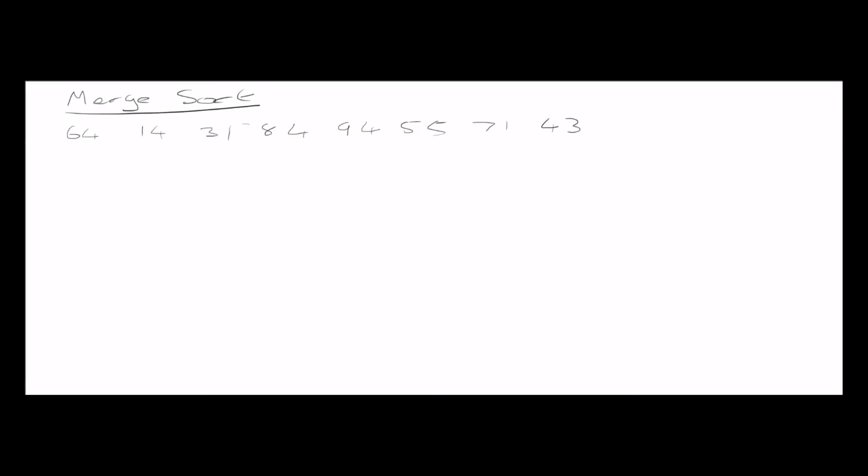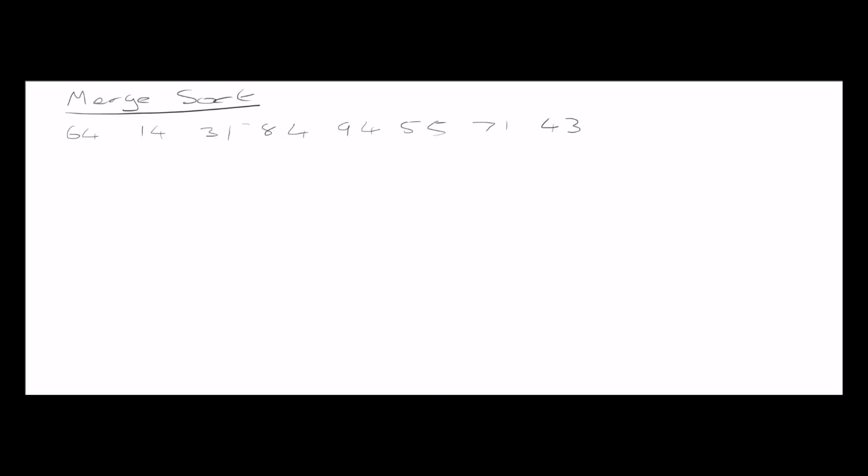In this tutorial video I'm going to be going through how to perform a merge sort on this list of numbers. So the first part of the algorithm halves the list so that we get intermediate lists. To do this first part we halve the list, so I've got 8 numbers here.